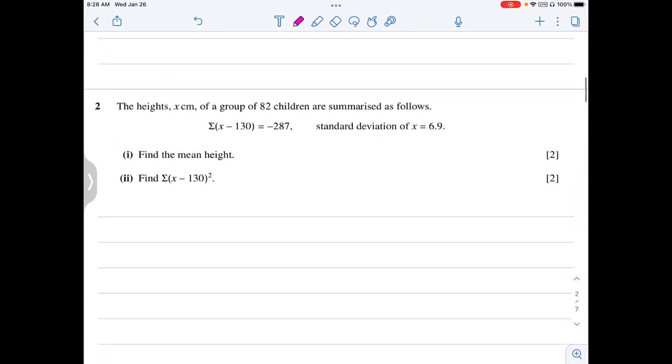Question number 2, the heights x centimeters of a group of 82 children are summarized as follows. Every time, make it as 2 columns, original and coded data. For coded data, sigma x minus 130 is equal to minus 287, means from every height 130 has been subtracted and then added up. Standard deviation is going to be 6.9. Find the mean height.